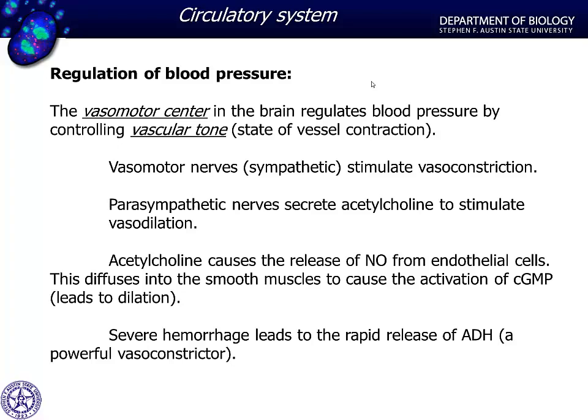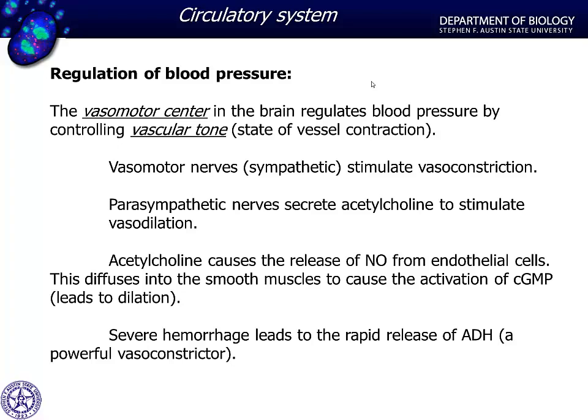This vasomotor center is going to take all of this incoming information, and it is going to have a certain given state of vascular contraction called vascular tone. This is going to stimulate vasomotor nerves to cause vasoconstriction, and that's going to be a sympathetic response, whereas parasympathetic fibers will be activated to release acetylcholine to stimulate vasodilation during that response. We can also see acetylcholine, when it interacts with endothelial cells, is going to cause the release of nitric oxide. That release of nitric oxide is going to cause vasodilation. It's going to cause the smooth muscle cells to relax.